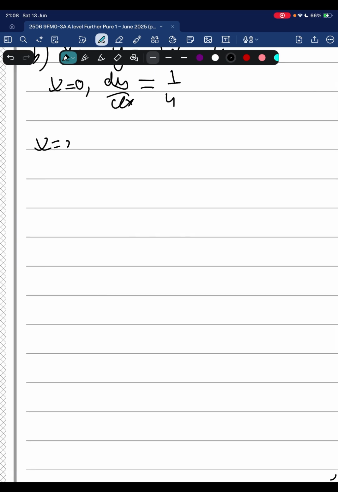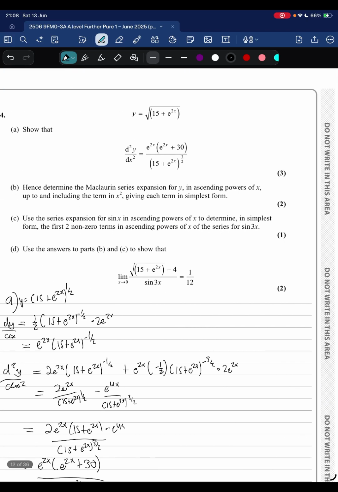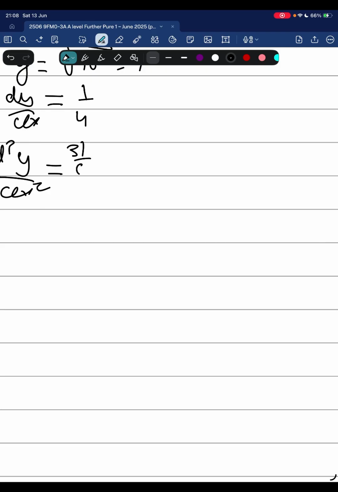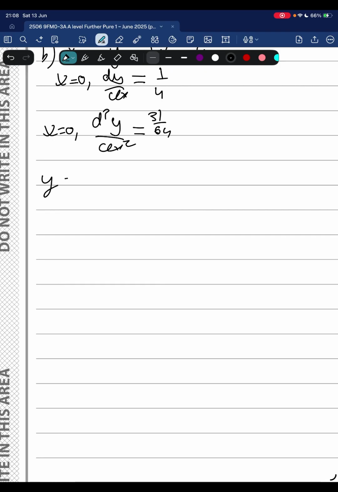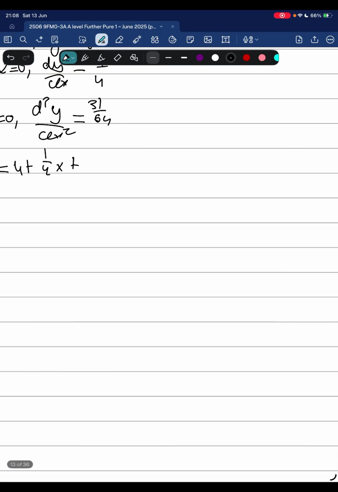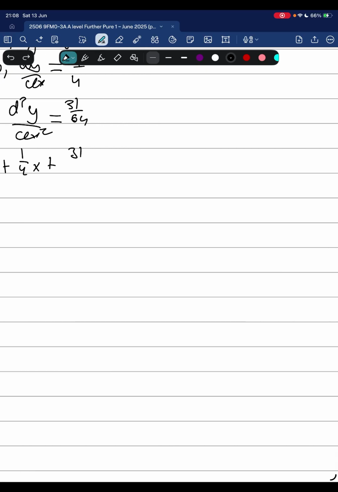And now x equals 0, the second derivative is equal to 31 over 16 to the 3 over 2, which is 64. So 31 over 64. Now using the formula for the Maclaurin series, we get y equals 4 plus a quarter x plus 31 over 128 x squared and plus dot dot dot.